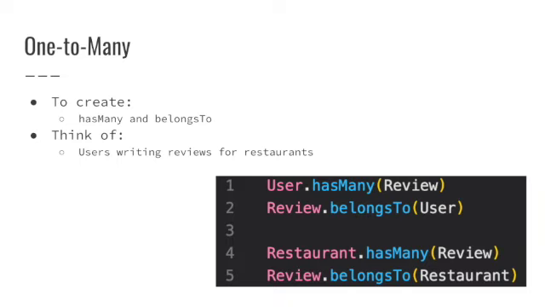Additionally, restaurants have a lot of reviews, but each review is only about one restaurant. One restaurant has many reviews, and a review belongs to a restaurant. So these are both one-to-many relationships. Therefore, in the review table, the foreign keys for both the user ID and the restaurant ID will be stored.